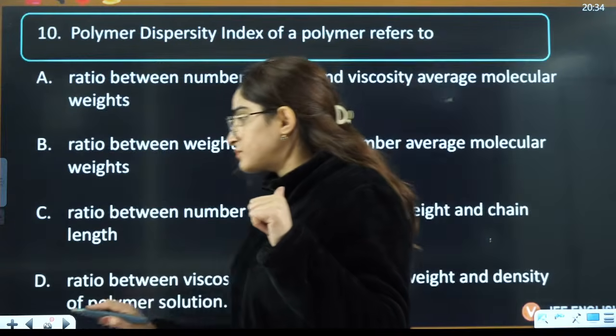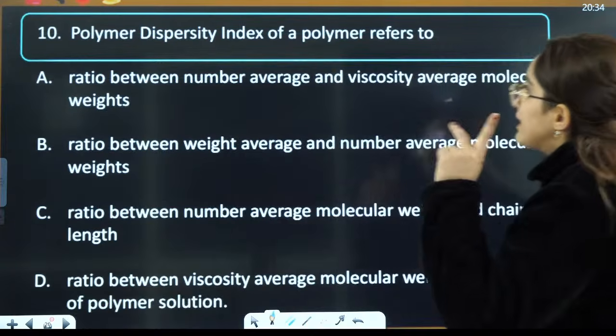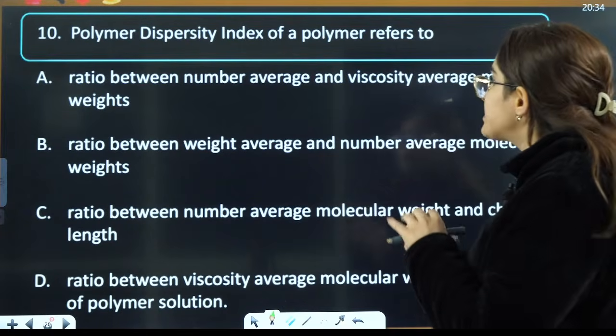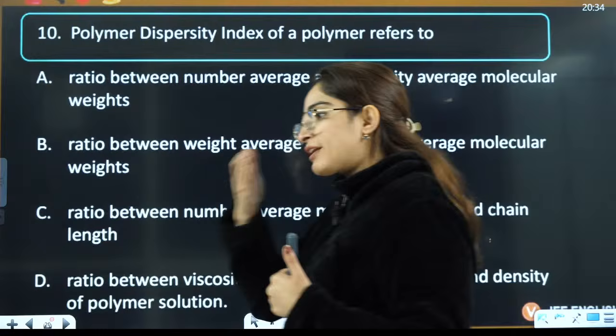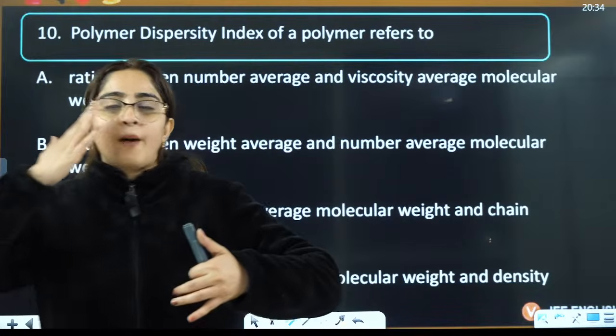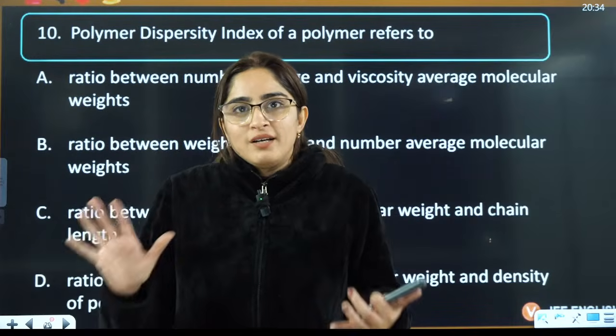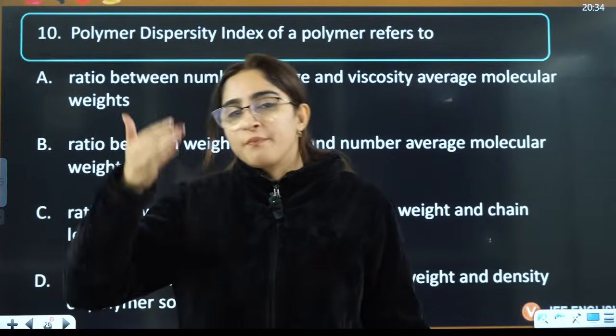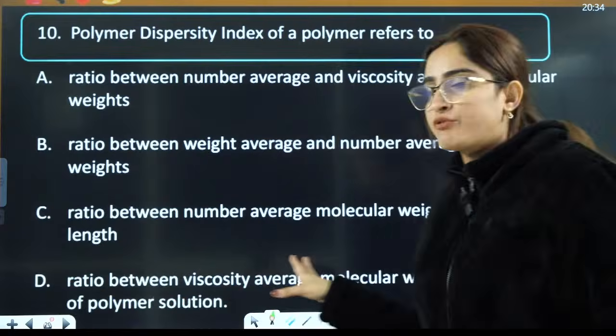Okay. Yes. Now next is polymer dispersity. This is again from polymers. So that's what I tell you: I have tried to take questions apart from JEE, the ones I have already done for JEE, which you have to do too. And plus these questions also you have to do, right?